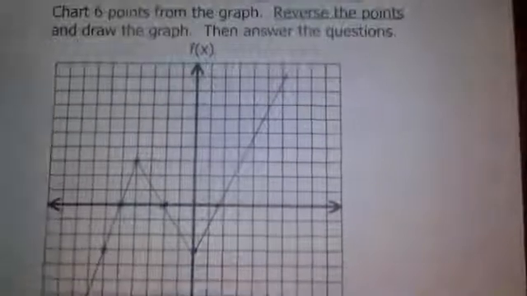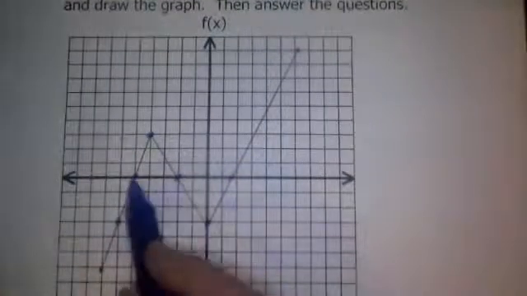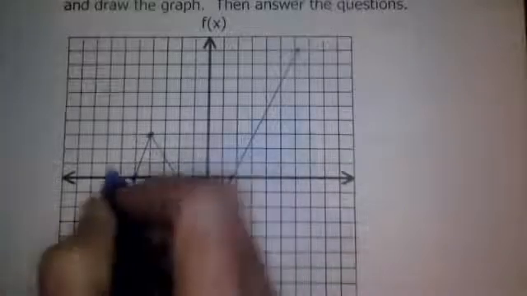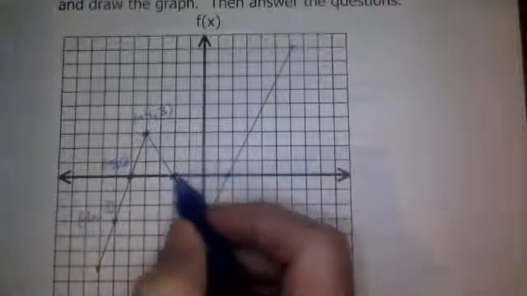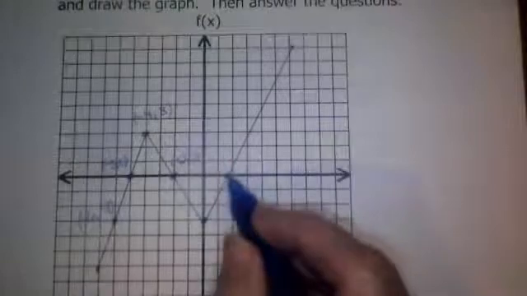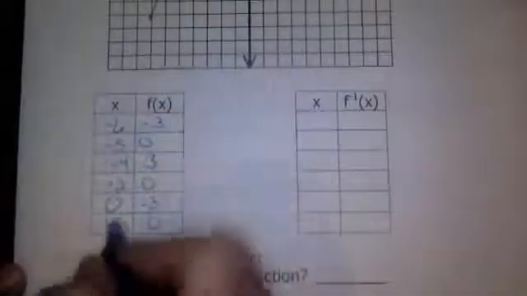Okay, so we've got over here (-6, -3), (-5, 0), (-4, 3), and then we've got (-2, 0), and (0, -3), and then let's see, let's just call it (1.5, 0). All right, so I wrote all of those things down here in my chart, so you may want to copy them to the chart.